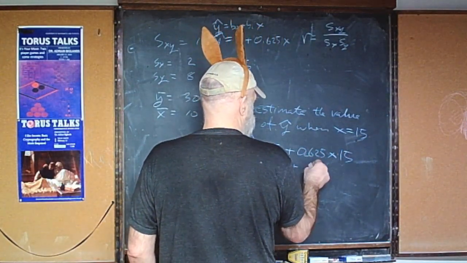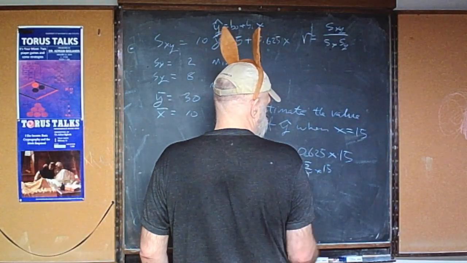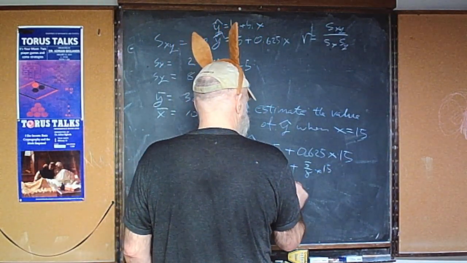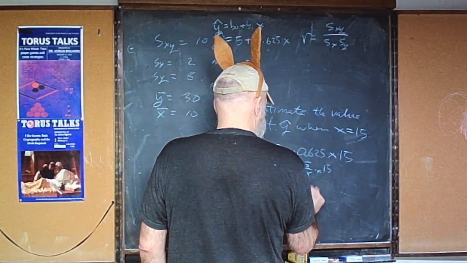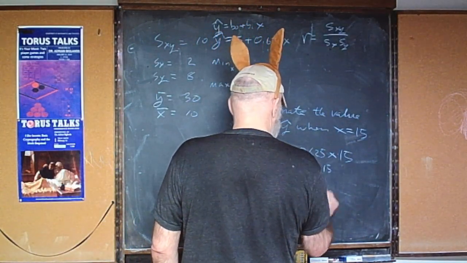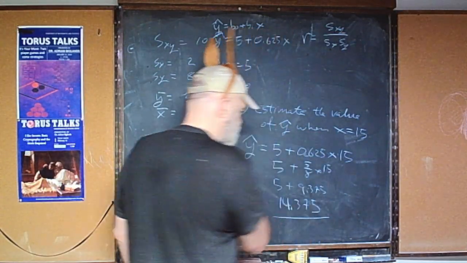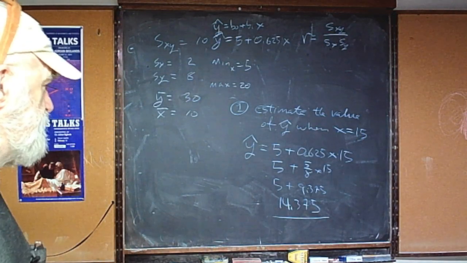All right, what does that work out to? Well, this is 5. This is 5 over 8. This is 15. That doesn't simplify. That's 75 over 8. So this is going to be 75 over 8, that's 9.375. So this is 14.375. There we go. How's that for fun times?